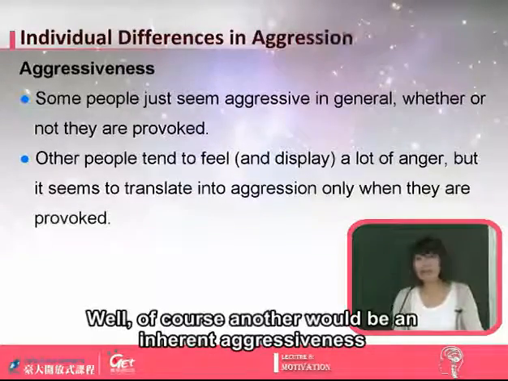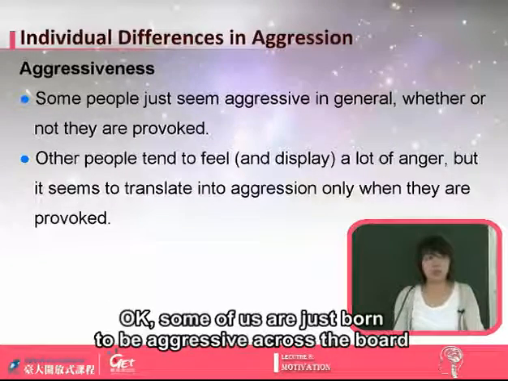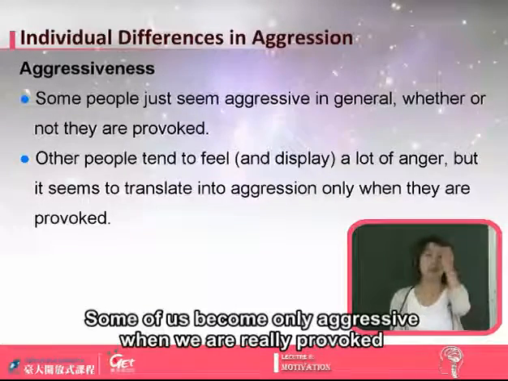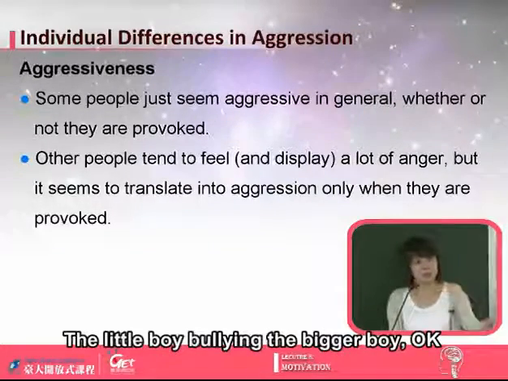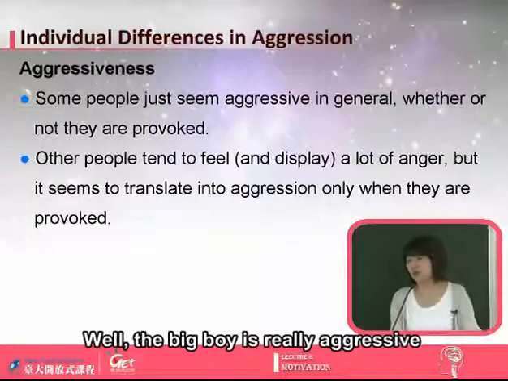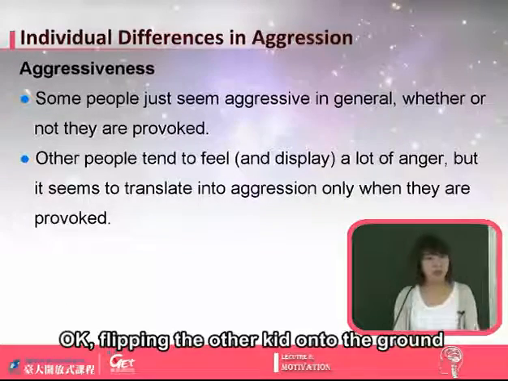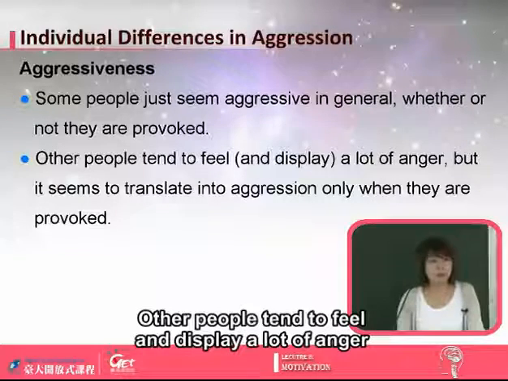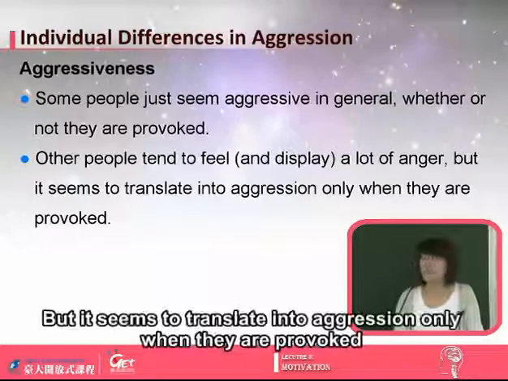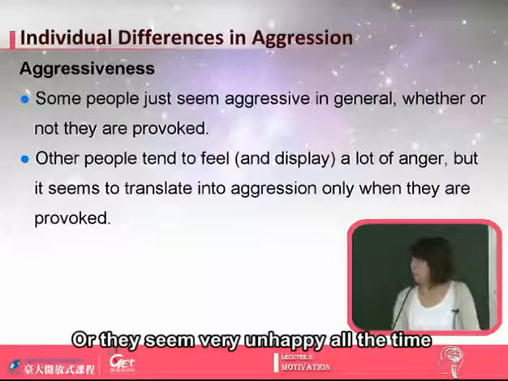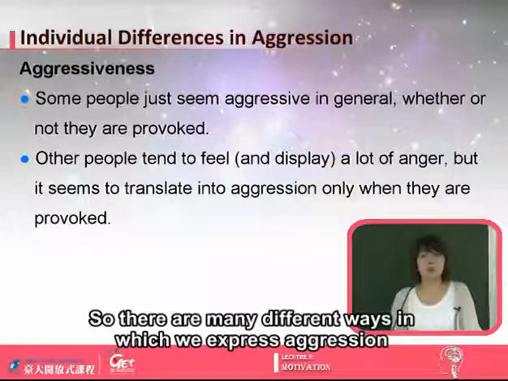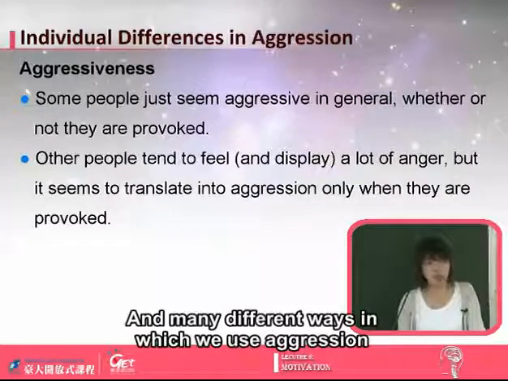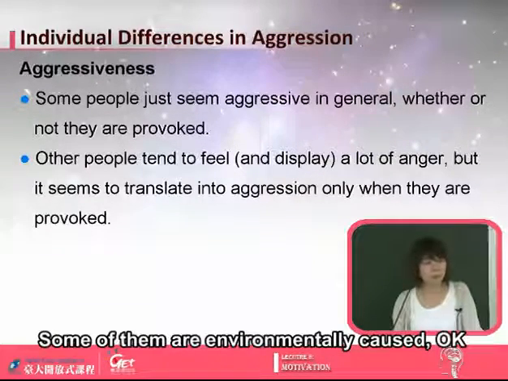Well, of course, another would be an inherent aggressiveness. Okay, some of us are just born to be aggressive across the board. Some of us become only aggressive when we are really provoked. Now, remember when I showed you early in the semester the little boy bullying the bigger boy? Okay, the teacher seemed to say, well, the big boy is rarely aggressive. There was one time when he was aggressive that he went all the way, okay, flipping the other kid onto the ground. Other people tend to feel and display a lot of anger, but it seems to translate into aggression only when they are provoked. Okay, some people look angry all the time, or they seem very unhappy all the time, but they only show aggression when they are provoked. So there are many different ways in which we express aggression and many different ways in which we use aggression. Some of them are genetic, some of them are environmentally caused. Okay?